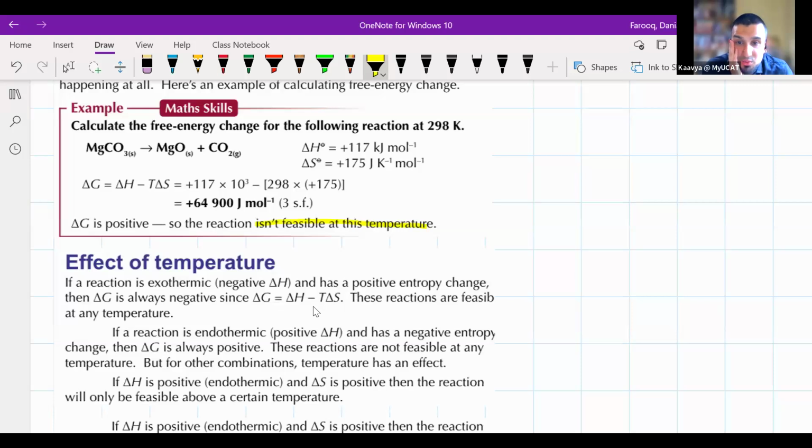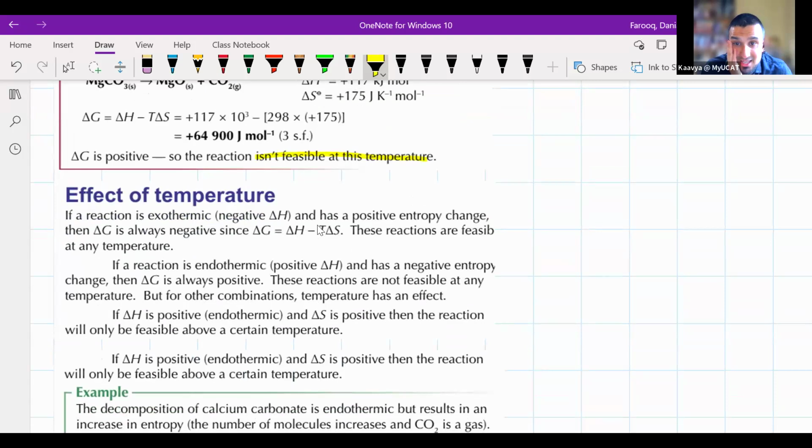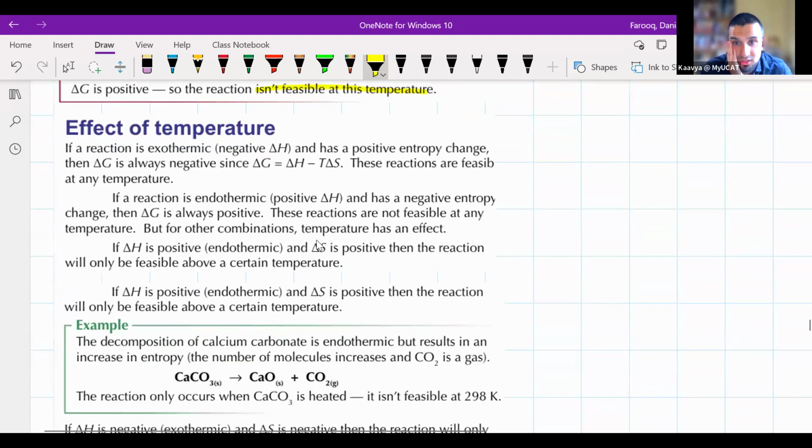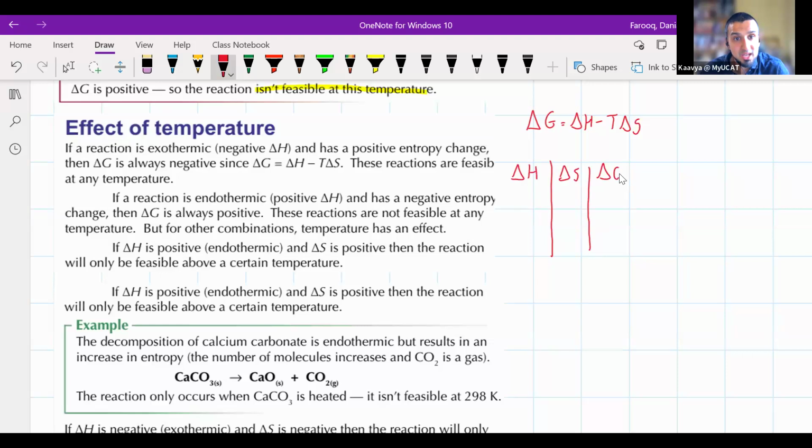As we see, delta H minus T times delta S is dependent on temperature. So essentially, we have delta G equals delta H minus T delta S. What you can think about is these different situations. Let's think about delta H and then delta S and how that affects the delta G. Temperature in Kelvin is always positive, because you can never go below absolute zero. So this T is always positive.